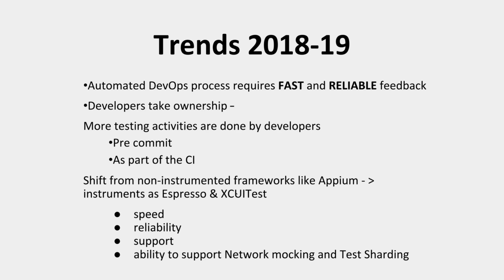And we can see the shift towards frameworks such as Espresso and XCUITest. Another very important attribute of being part of pre-merge testing is speed. The tests have to be very fast, and reliable. They cannot flake out. Support is also important, meaning if a new SDK comes out, you want the latest and greatest code available, plus the ability to support network mocking and test sharding. Network mocking will contribute to both speed and reliability and stability, and test sharding will definitely contribute to the speed of your tests.